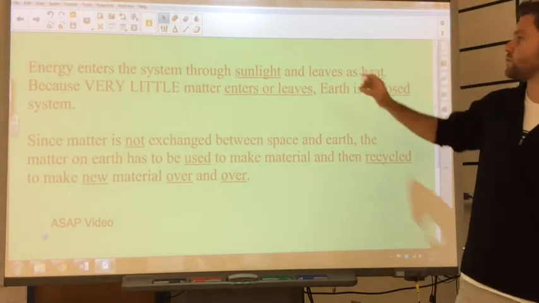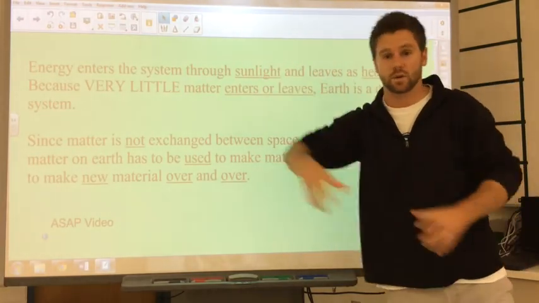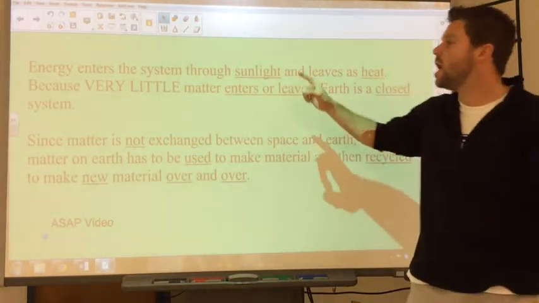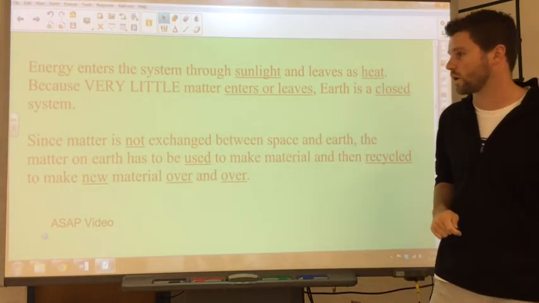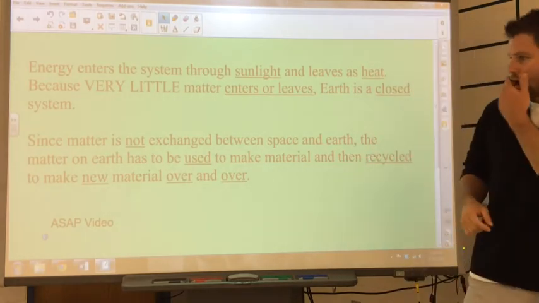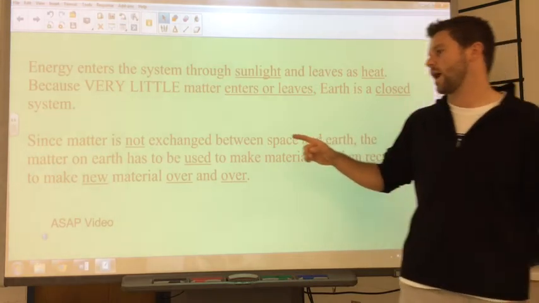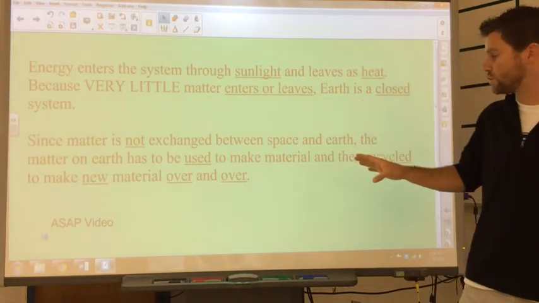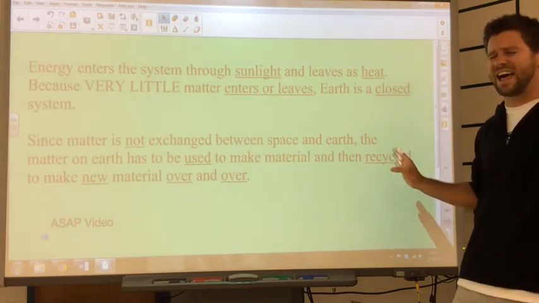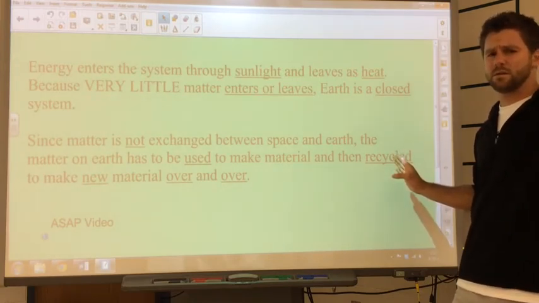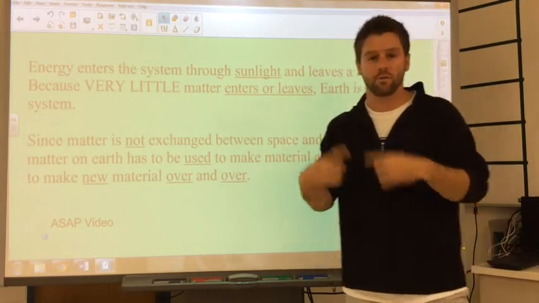Energy enters the system through sunlight, leaves as heat. So heat is energy that's leaving our system. But very little matter enters or leaves the system. Okay, so that's why we're considered a closed system. All right. Since matter is not exchanged between space and Earth, the matter on Earth has to be used to make new material. Then recycled. The circle of life has to be recycled to make new material over and over and over.